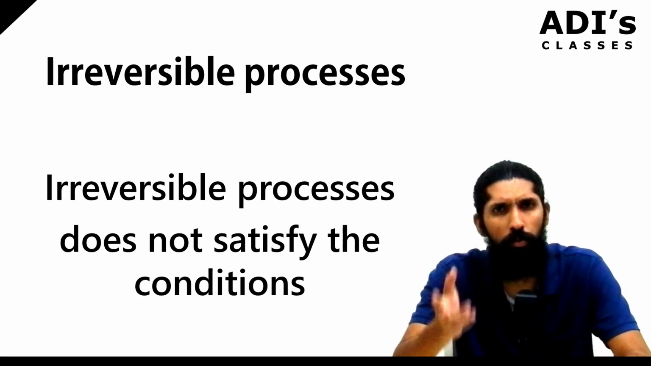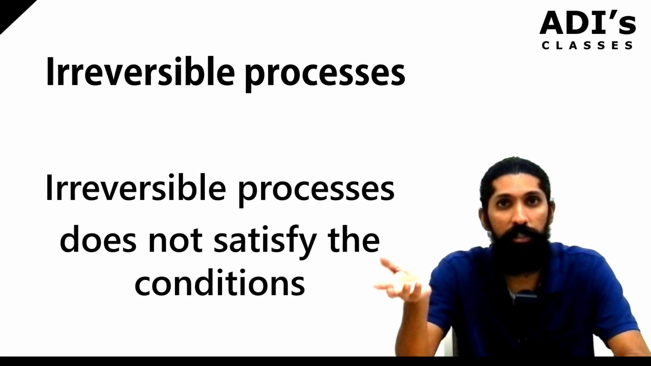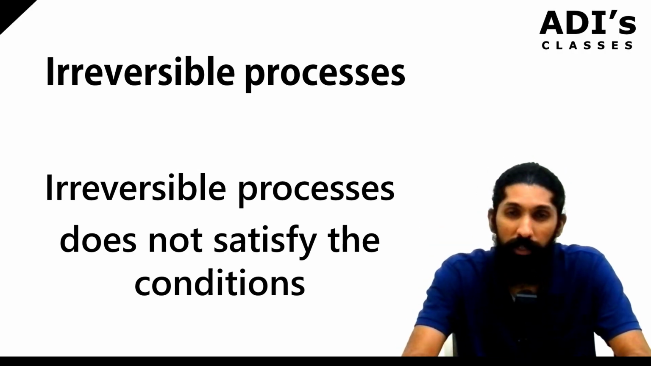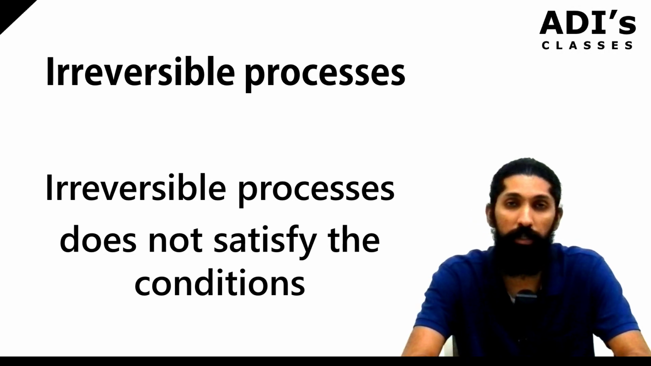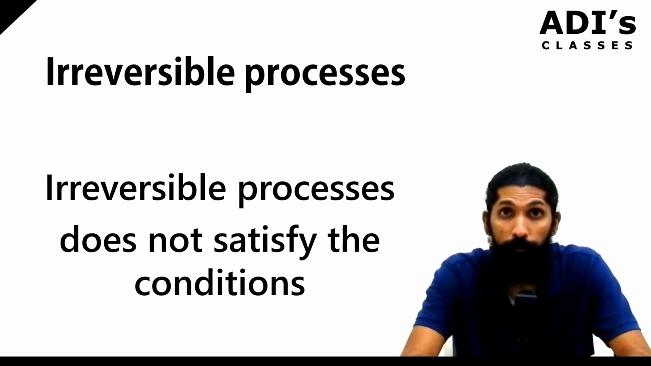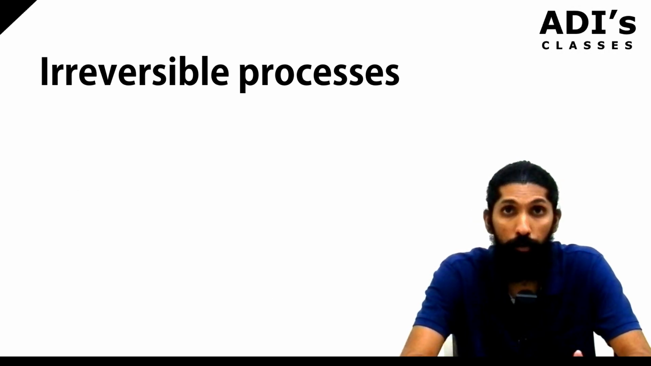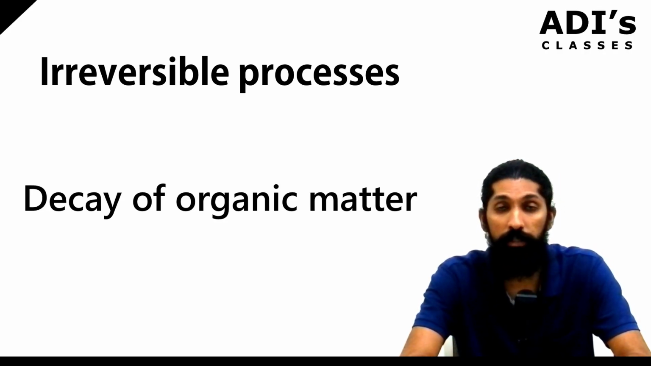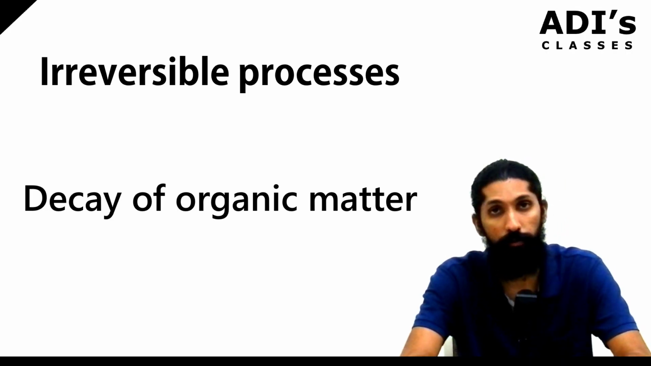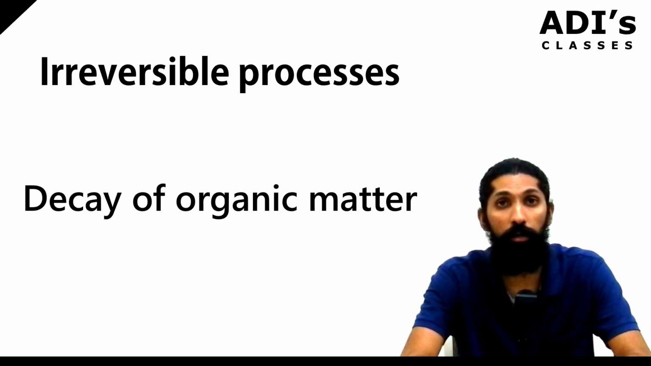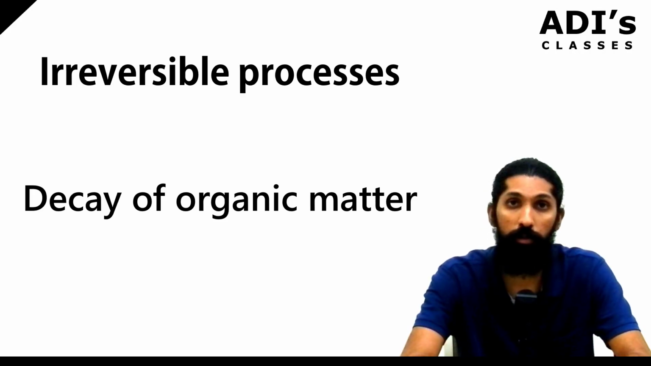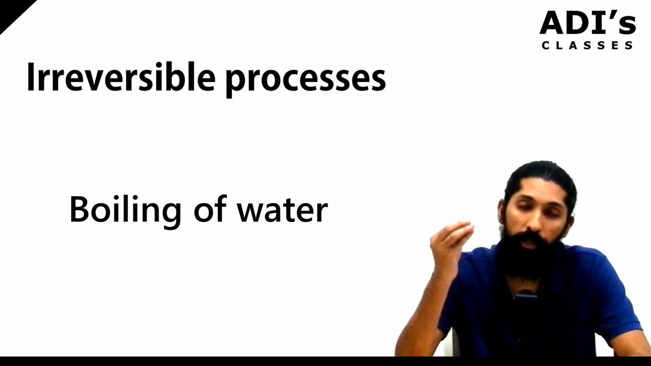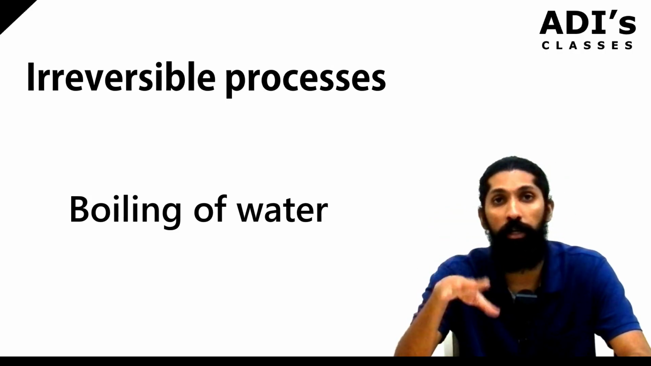Okay, now we can give so many examples. Pretty much everything we see, everything we do, they're all irreversible processes. Okay, now we'll start with easy ones. Decaying of things, like decaying of fruit or maybe a vegetable, whatever it is. Decaying of organic matter is actually an irreversible process. All right, and maybe boiling of water also you can take. That's also an irreversible process. Okay, so we can give a lot of examples for irreversible process.